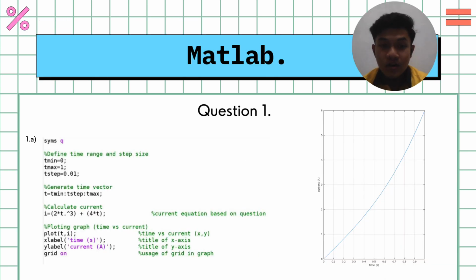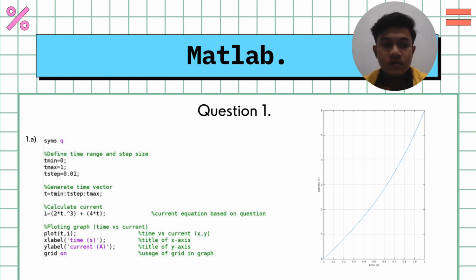Okay, now let's take a look at question one for the MATLAB script. It is given an equation of a 5 millihenry inductor. Question A asks us to plot a graph of the current versus time. The first thing that we need to do is identify which one belongs to the x-axis and which one belongs to the y-axis. After we identify, time belongs to the x-axis and current belongs to the y-axis.